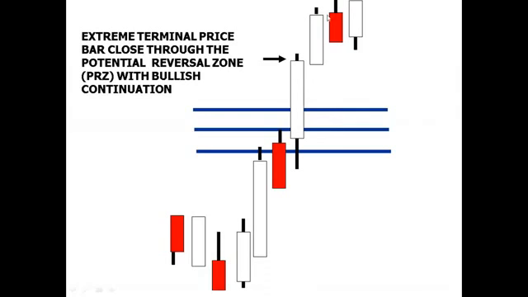That's a clear warning sign that it's an extreme terminal price bar close through the potential reversal zone with bullish continuation. So if you don't see this stalling and the change in character in the numbers or just beyond the numbers, especially after all the numbers are tested, and it continues higher, like within one or two price bars, you step aside because there was no execution to begin with. Because remember, we don't take action until the end.